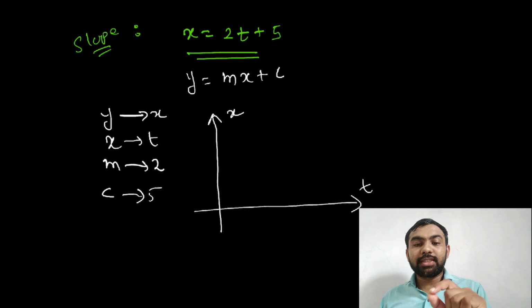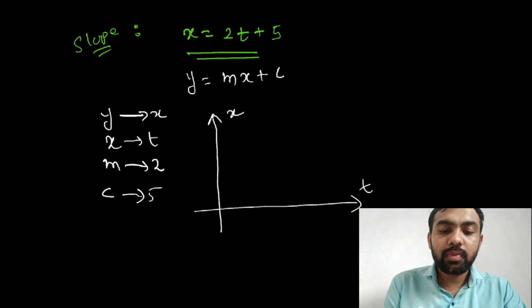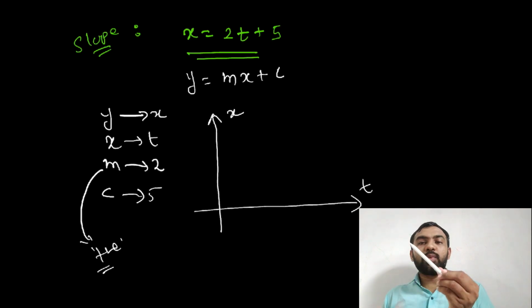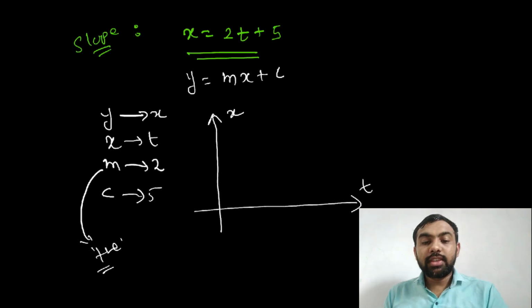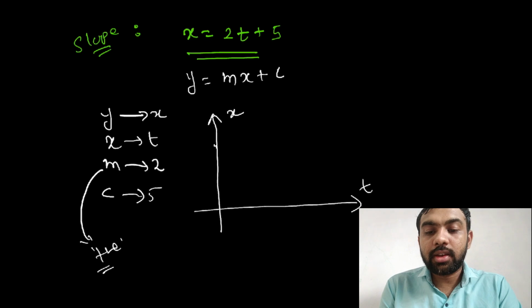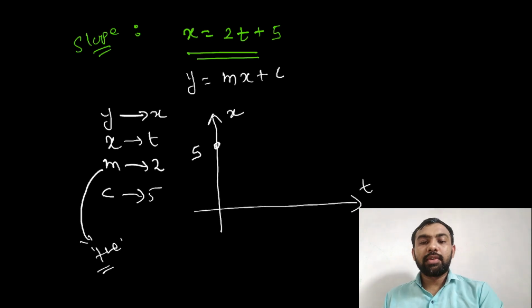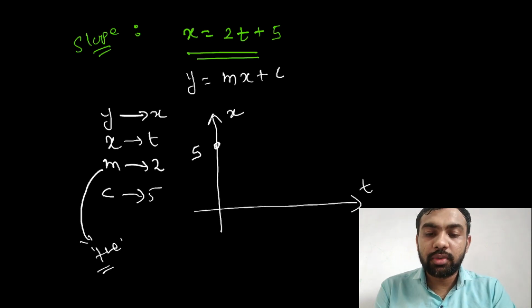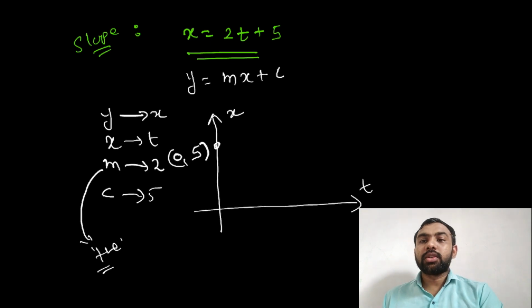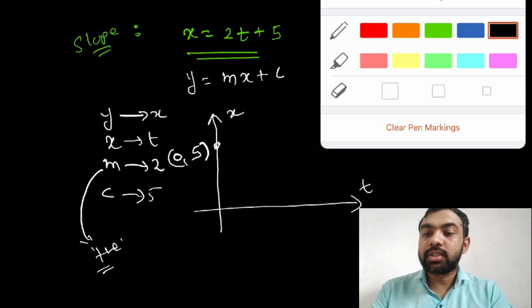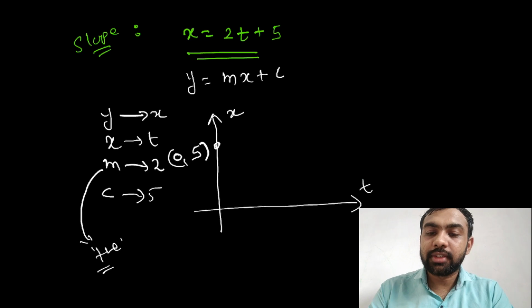So that's t. So this m is a positive slope. M is what? Positive. Positive matlab upward side like this. Now where is this 5? Suppose 5 is somewhere here. Actually this point is (0, 5). So let's draw this graph. This graph is like this. Positive slope.